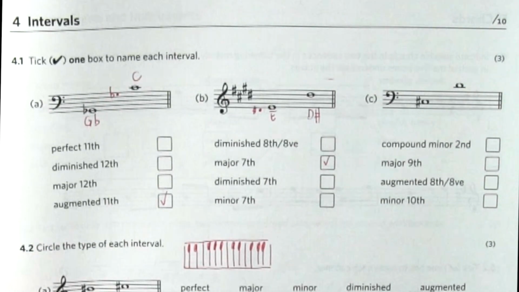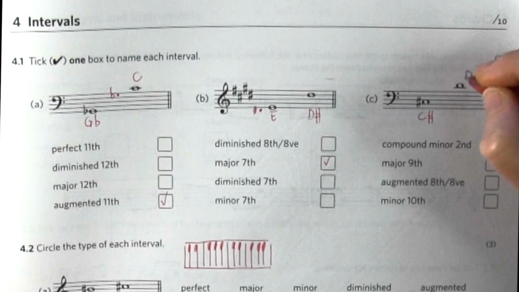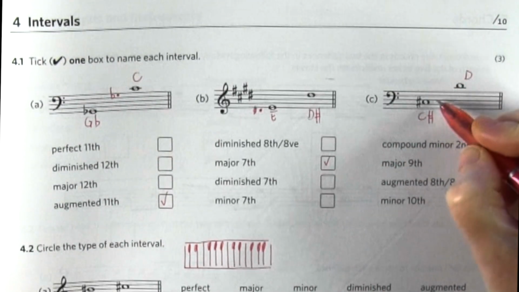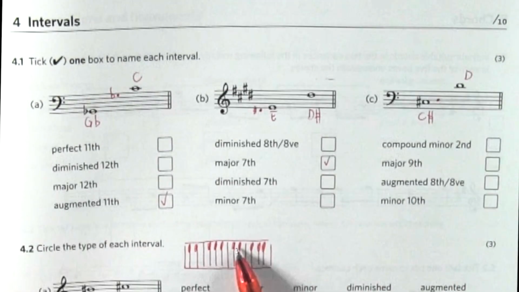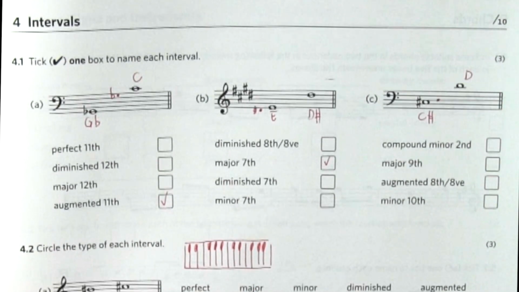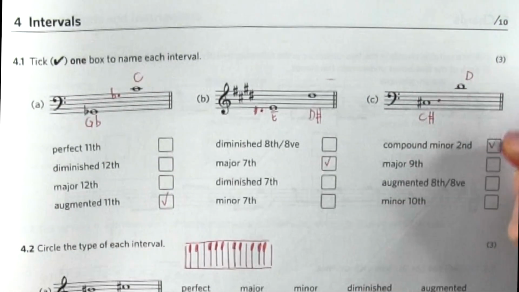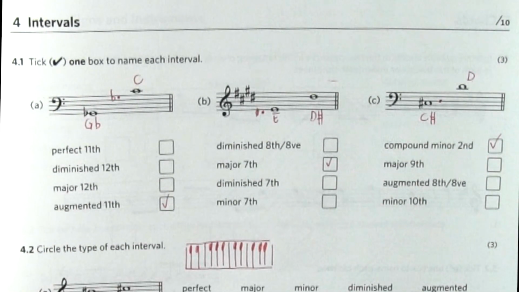Next, we have Do sharp and Re. Now, this is a compound interval because it's more than an octave. So let's put this down to remain on the stave. And this is Do sharp, Re. Do sharp, Re is a minor 2nd. So it's either a compound minor 2nd or a minor 9th. And in this case, we have a compound minor 2nd. So this is the final answer. I hope you were right as well.